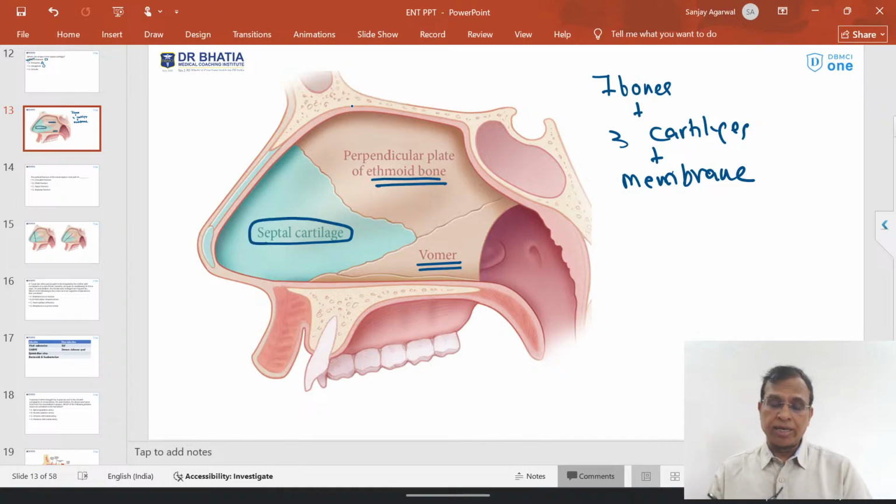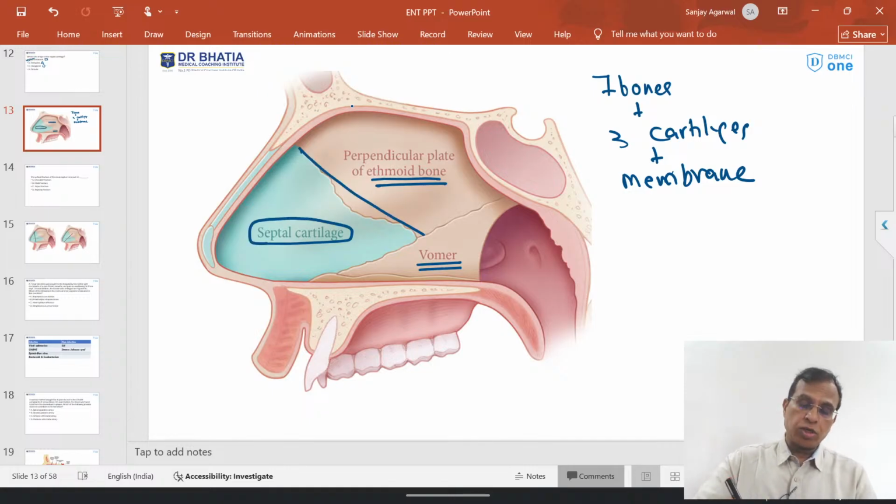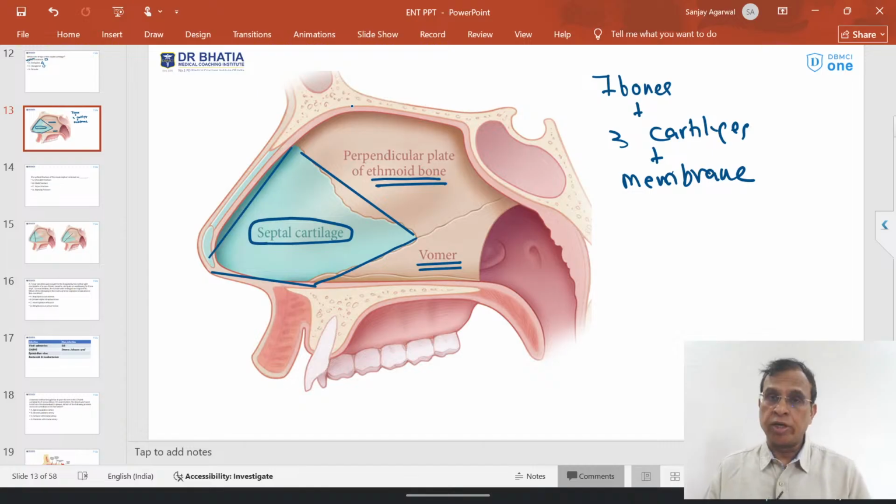Now this is the quadrilateral cartilage. See, one wall is this wall, second wall is this wall, third wall is this wall, and fourth wall is this wall. So these are the 4 boundaries. That's why it is called quadrilateral cartilage. इसका नाम ही है quadrilateral cartilage.